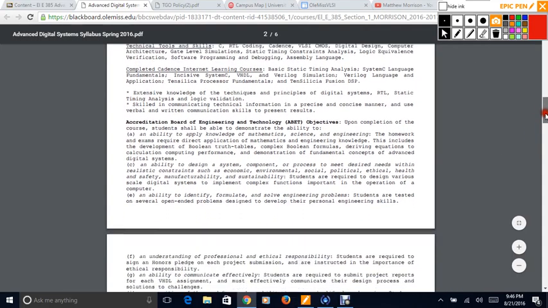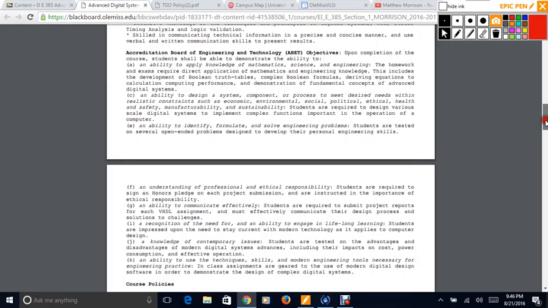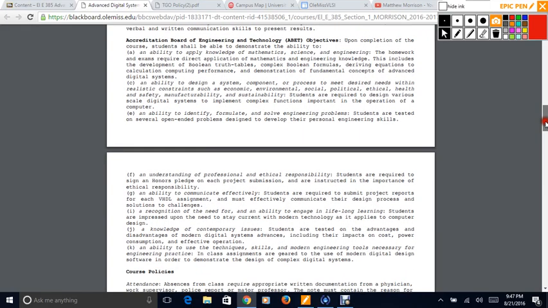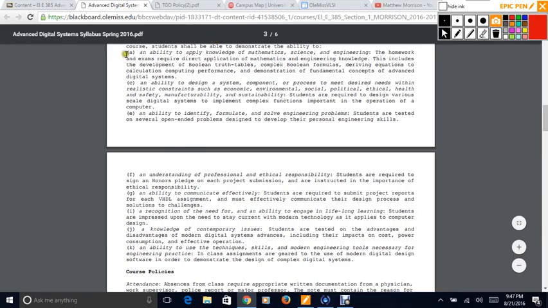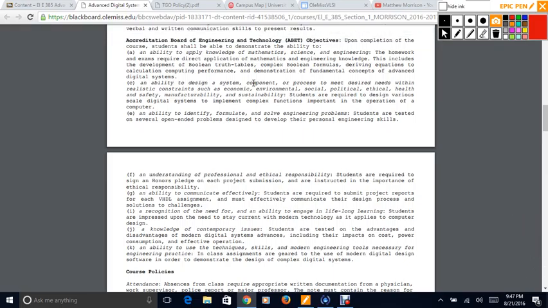Not to go into too much detail, but these are the Accreditation Board of Engineering and Technology objectives. In order to actually give you a degree in electrical engineering, we have to meet a certain number of requirements in a certain number of classes. So this is us just being straightforward and open and being accountable to you. We have to have an ability to apply knowledge of mathematics, science, and engineering, an ability to design a component, system, or process to meet desired needs within realistic constraints such as economic, environmental, social, political, ethical, health, safety, manufacturing, and sustainability, an ability to identify, formulate, and solve engineering problems, an understanding of professional and ethical responsibility.